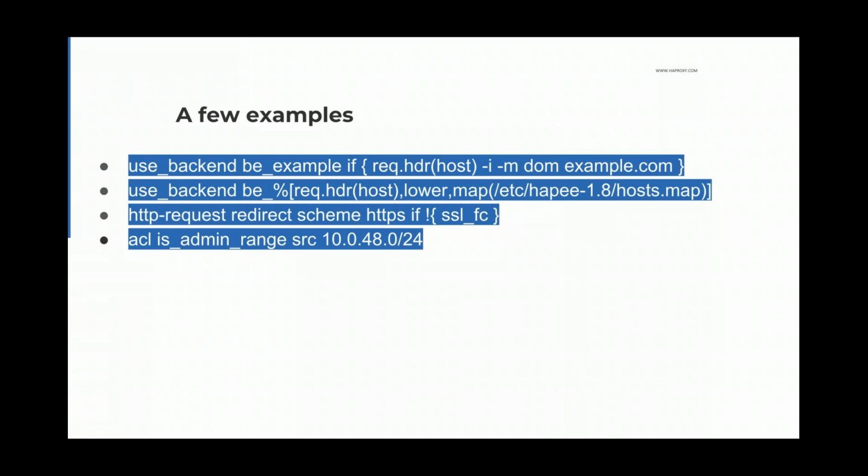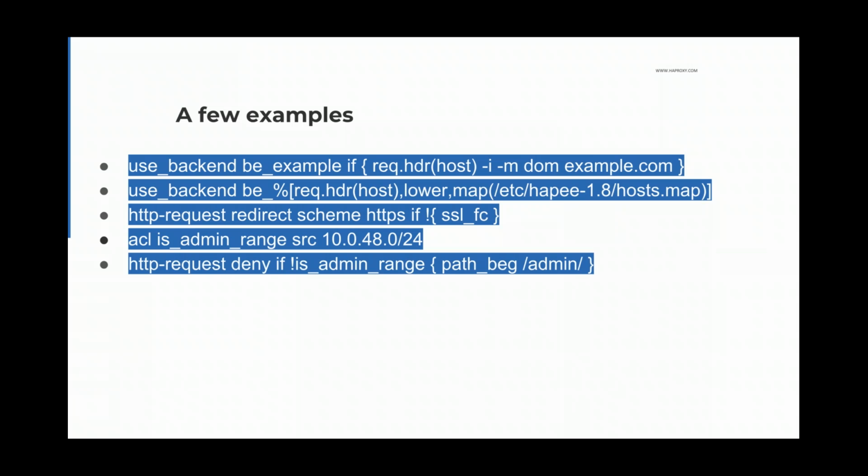This is what is known as a named ACL, which, if put in a config, will do nothing on its own. However, it will allow other ACLs, such as this, to trigger based upon the source IP. And this line will deny a request if the client making the request is not in the given subnet, and if the path begins with /admin.